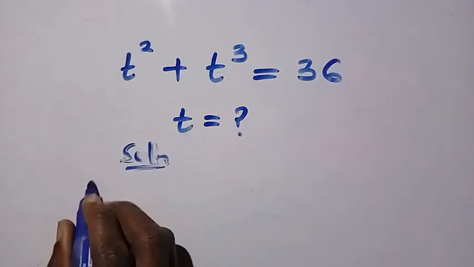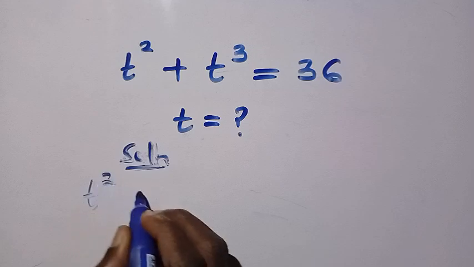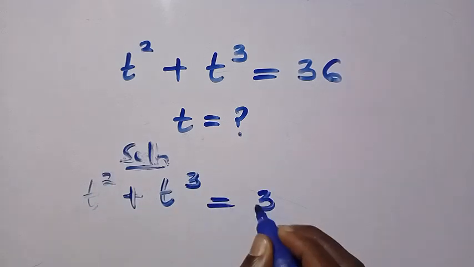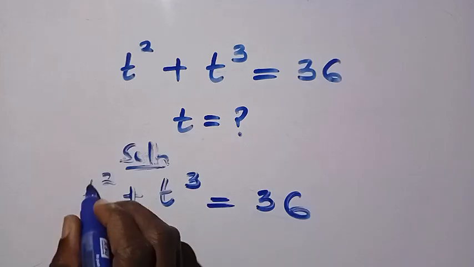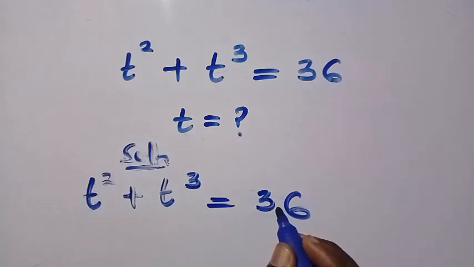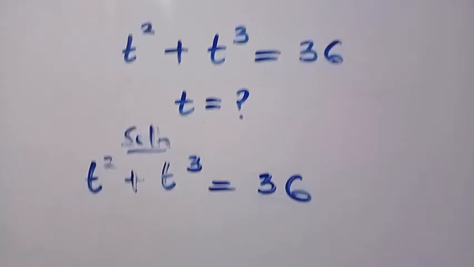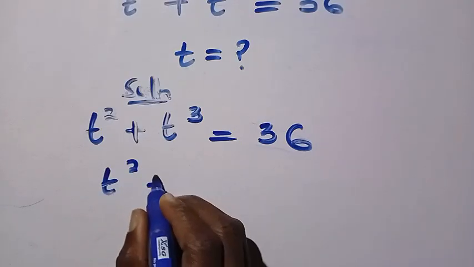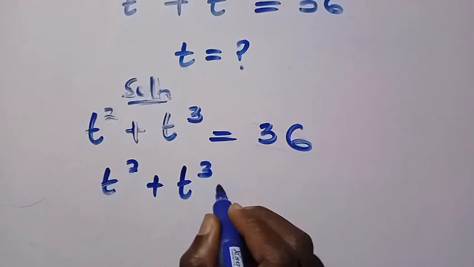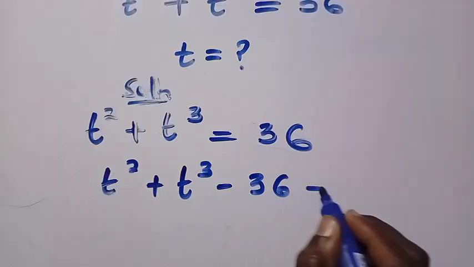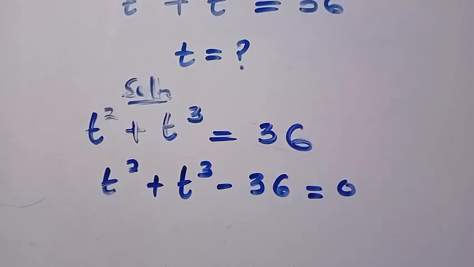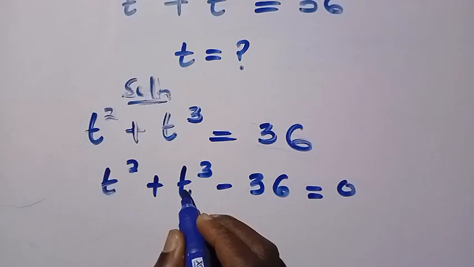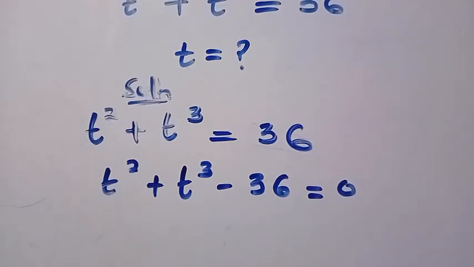So from the question, t^2 + t^3 = 36. By taking this 36 to the left hand side, we are going to have t^2 + t^3 - 36 = 0. We are looking for a number that, when we plug in this value of t, everything must be equal to 0.